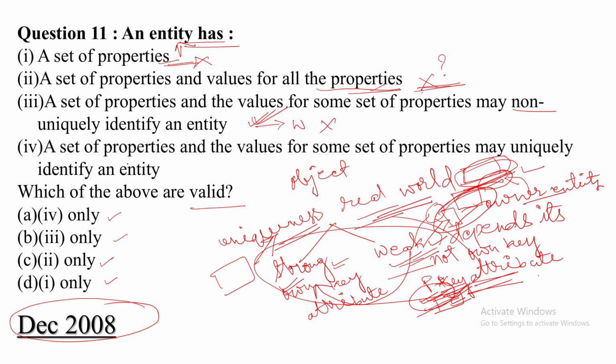Next, number 4. A set of properties and the values for some set of properties may uniquely identify an entity. Absolutely correct, because set of properties here means the objects, and it has values also, and it is uniquely identified. So this is the absolutely correct answer. Only option number 4 is the correct answer. Option number 4 is given as option A. So the correct answer is option A.